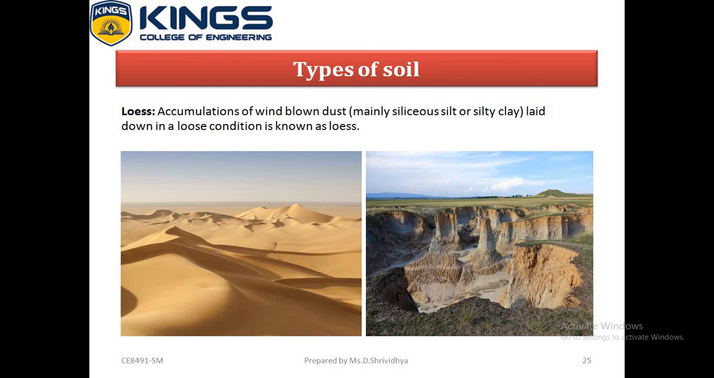Next we see what is loess. Accumulation of wind-blown dust, that is mainly siliceous silt or a silty clay laid down in a loose condition, is known as loess. The first picture shows the sand dune. The next picture shows the loess.